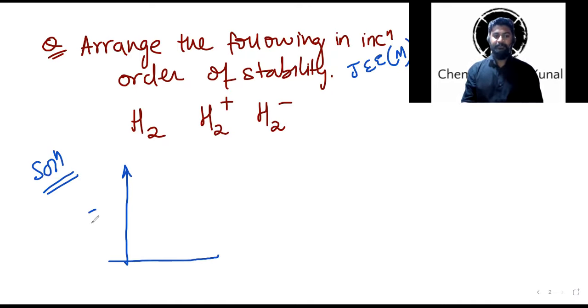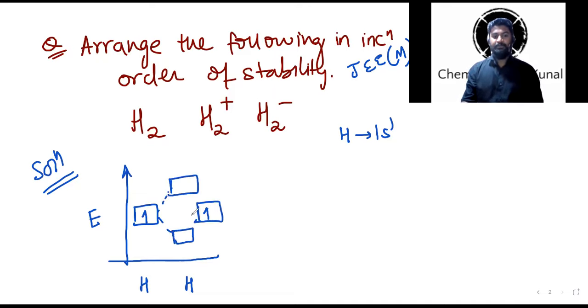As per the MO diagram, we plot energy on the y-axis and atoms on the x-axis. What's the configuration of a hydrogen atom? 1s1. So there is one electron in 1s, and another electron in 1s of the other atom. This is energy high, and that's energy low. As you mix both of them, the electrons come down to the lower level, and on top there will be no electrons. This is called sigma 1s, and this is called sigma 1s star. You know this, right?